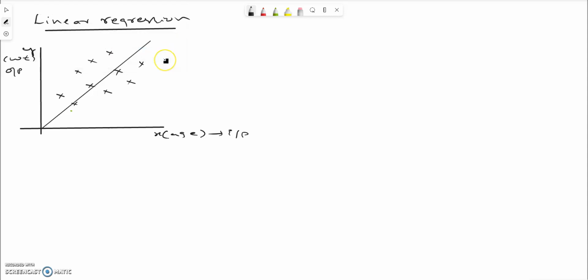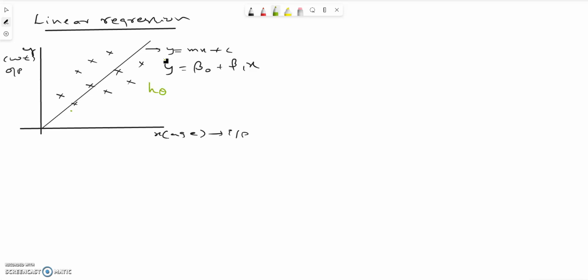So this line is y is equal to mx plus c, right? Where m is a slope and c is an intercept. We have seen in our earlier video. Now we can also write this equation as y is equal to beta naught plus beta 1 into x. Some people also write this equation like this, but most of the people will be using an equation called h theta of x, which is called the hypothesis. h theta of x is equal to theta naught plus theta 1 into x.